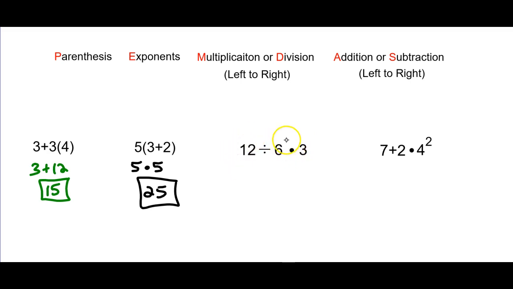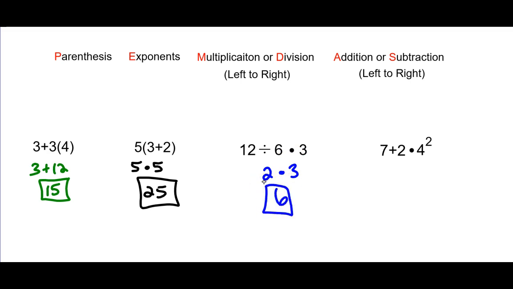Now, this is probably the rule that most of my students usually mess up on, if they are going to mess up on this stuff at all. And that's just because the word multiplication comes first. They think you've got to multiply first. It's multiply or divide, left to right. So moving left to right, the first thing I come across is 12 divided by 6. So division comes before multiplication here as we move left to right. So I'm going to say 12 divided by 6 is 2, and then 2 times 3 is 6. So our answer is 6.